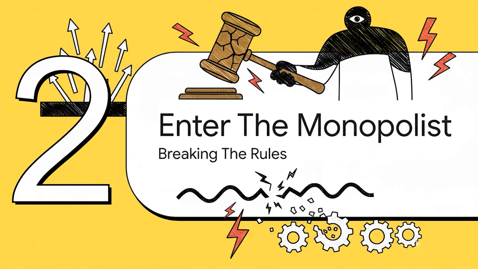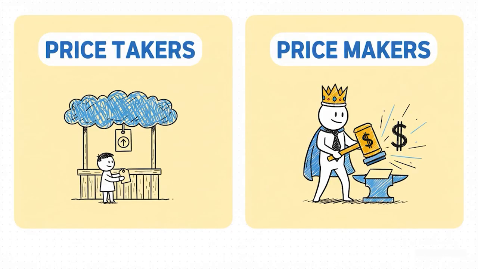What happens when one really powerful seller comes along and decides, you know what, I'm not playing by those rules? That's when things get interesting. That's when we meet the monopolist. See, in a normal competitive market, most sellers are what we call price takers. They basically have to accept whatever price the market sets.